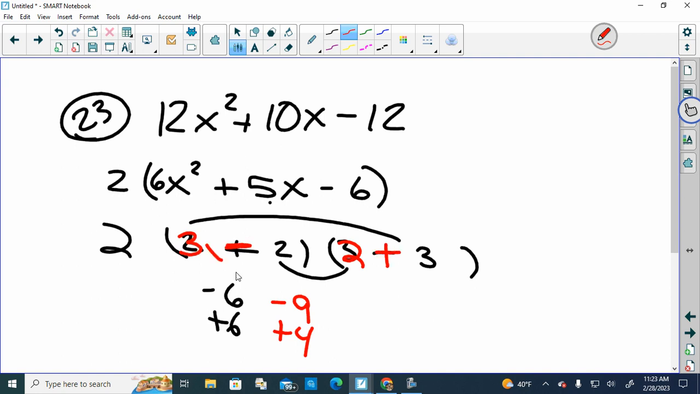So now I can fill in my variable, which is just x. Okay? Because that would give me a positive 9x and a negative 4x, which would give me a positive 5x. Okay, so there's your answer. So 2 parentheses: 3x minus 2 and 2x plus 3.